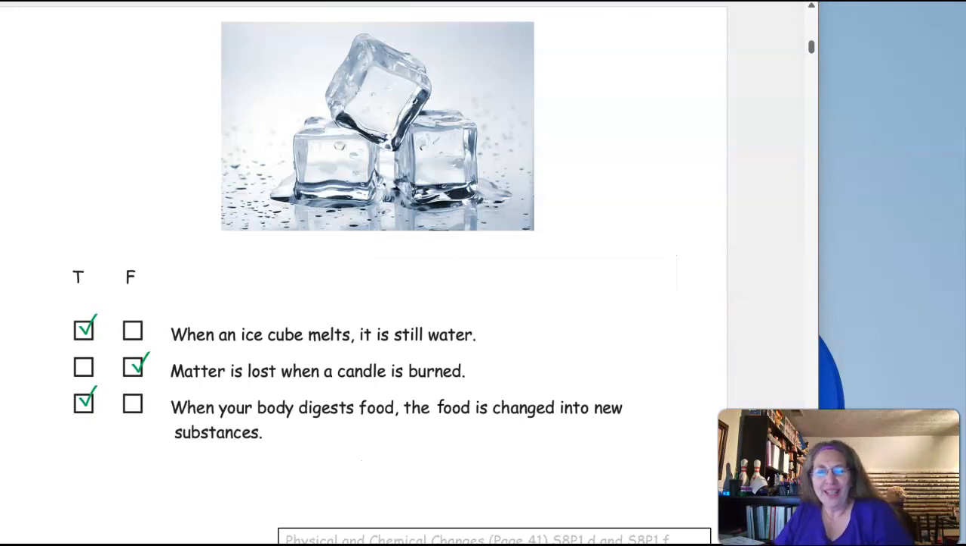Okay, all fixed. So when your body digests food, the food is changed into new substances. This is true. In your stomach, you have acids, and your stomach churns, and that changes the food that you ate into usable nutrients for your body.